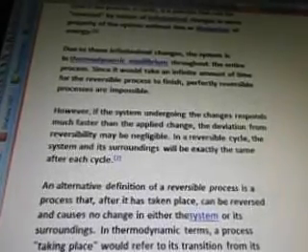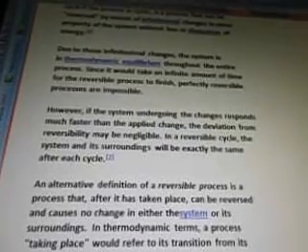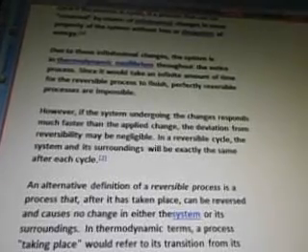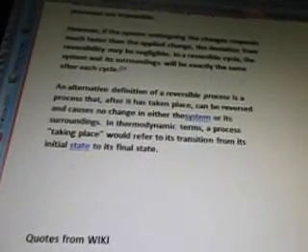However, if the system undergoing the changes responds much faster than the applied change, the deviation from reversibility may be negligible. In a reversible cycle, the system and its surroundings will be exactly the same after each cycle. An alternative definition of a reversible process is a process that after it has taken place can be reversed and cause no change in either the system or its surroundings. In thermodynamic terms, a process taking place would refer to its transition from its initial state to its final state.